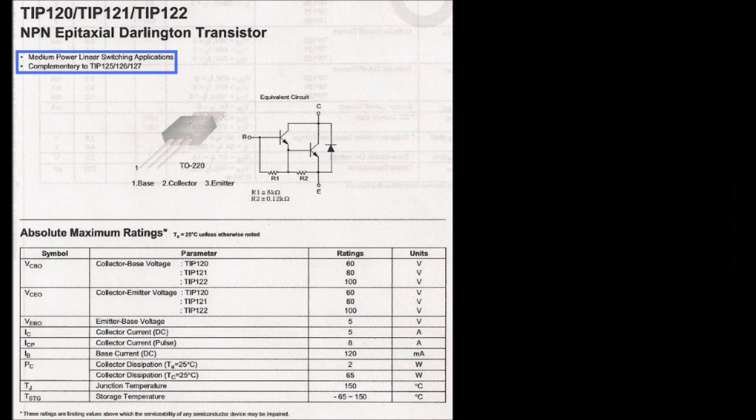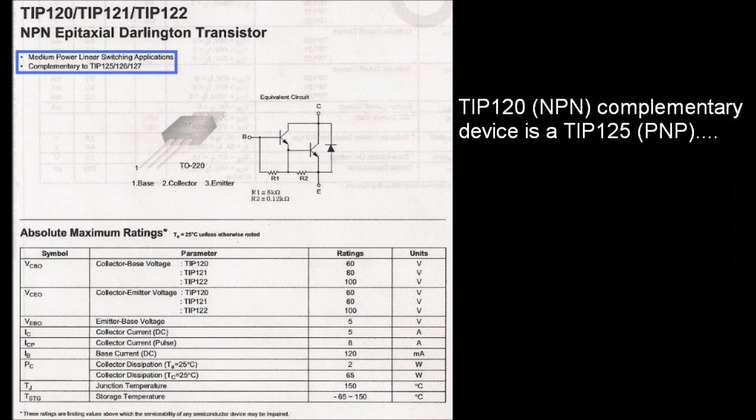Now, this refers to brothers or cousins, whatever you want to call it, to the transistor. In this case, the TIP120 complementary transistor will be the TIP125. Now, this means that since the 120 is an NPN, the 125 is a PNP.